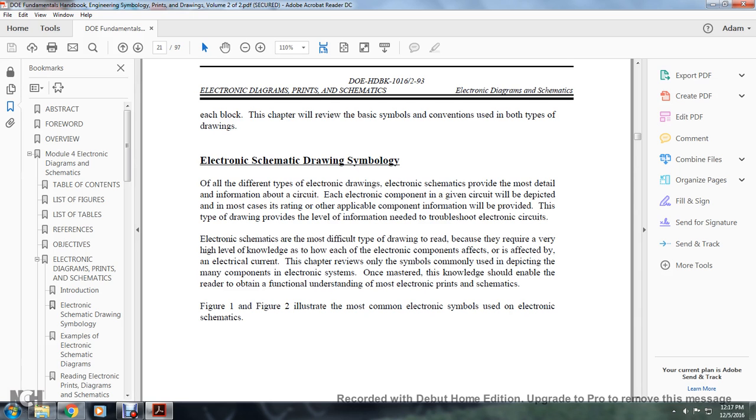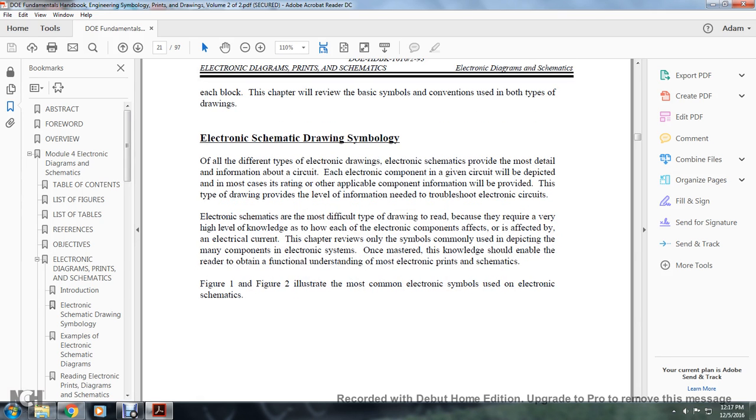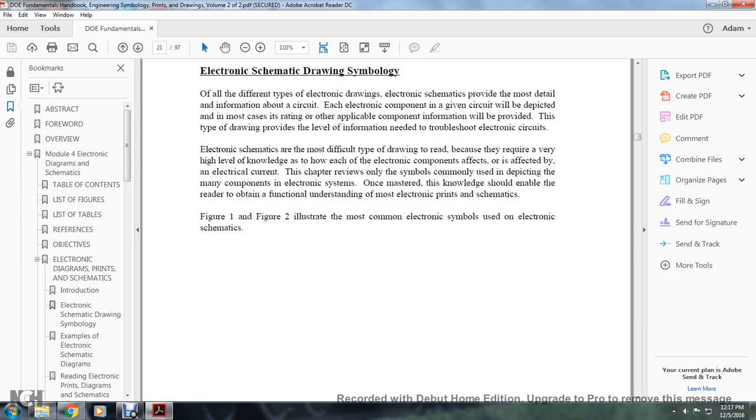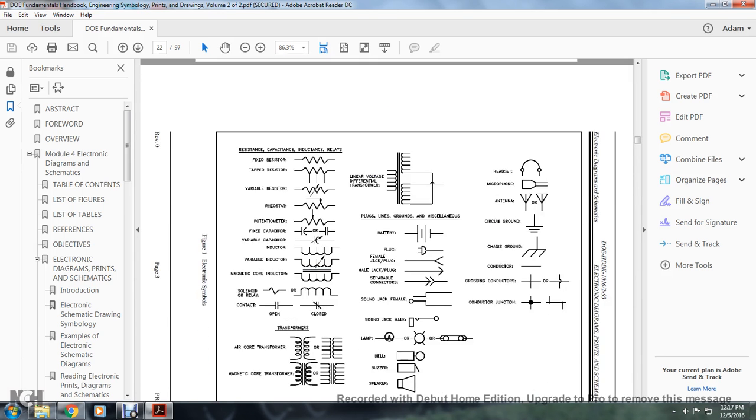Electronic schematics are a more difficult type of drawing to read, because they require very high-level analysis of how each of the electronic components is affected by the electronic current. This chapter reviews only the symbols commonly used for depicting many components of the electronic system. Once mastered, the knowledge should enable the reader to obtain a functional understanding of most electronic prints and schematics. Figures 1 and 2 illustrate the most common electronic symbols used on electronic schematics.